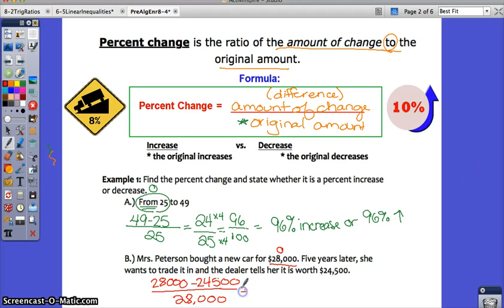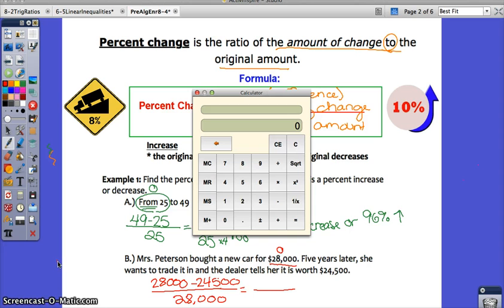You may want your calculator here to help you. So we're going to do the subtraction, and then we're going to do the division here. $28,000 minus $24,500. That gives me a difference of 3,500 over the 28,000. And now do that division. Divide that by the 28,000, by the original cost.